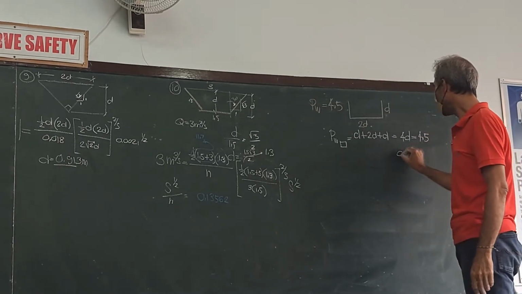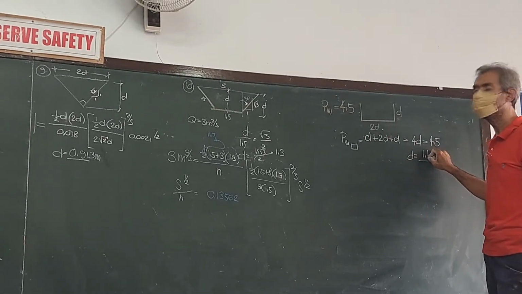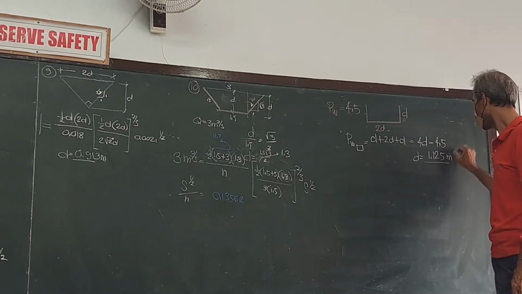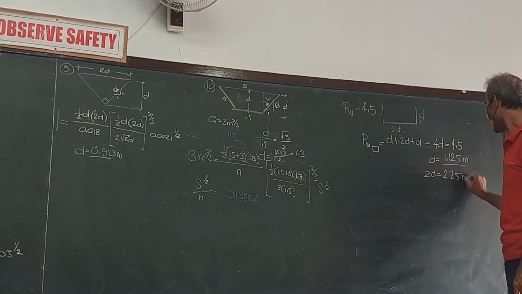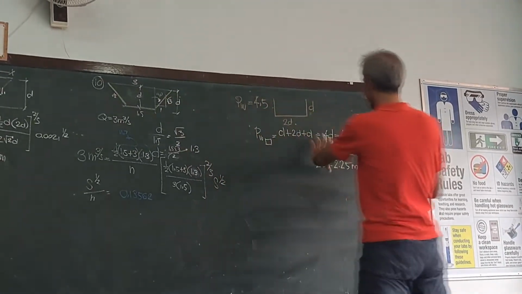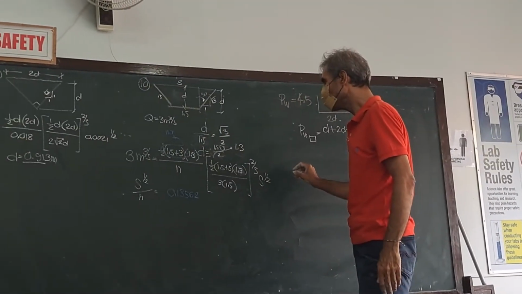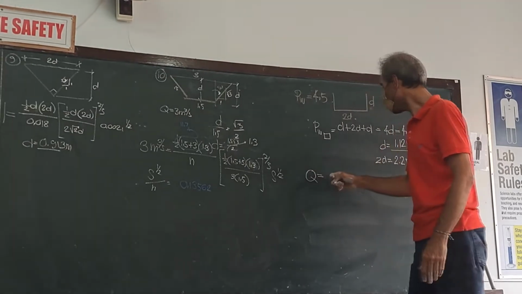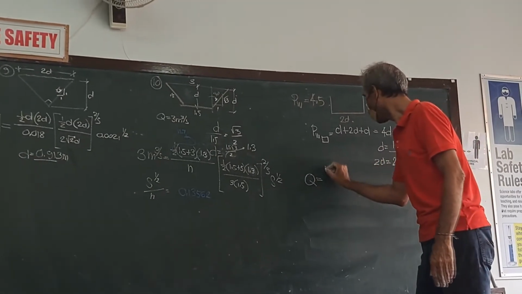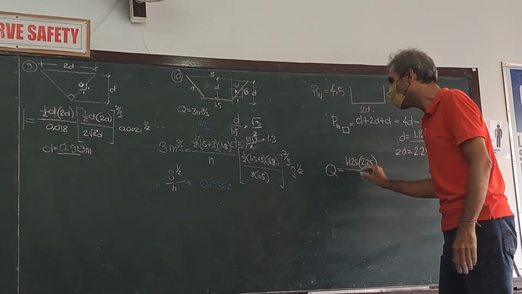D is equal to 1.125 meters. 2D is equal to 2.25 meters. So, this is the shape of your rectangle. Using sine, Q is equal to area, 1.125 times 2.25 divided by n.